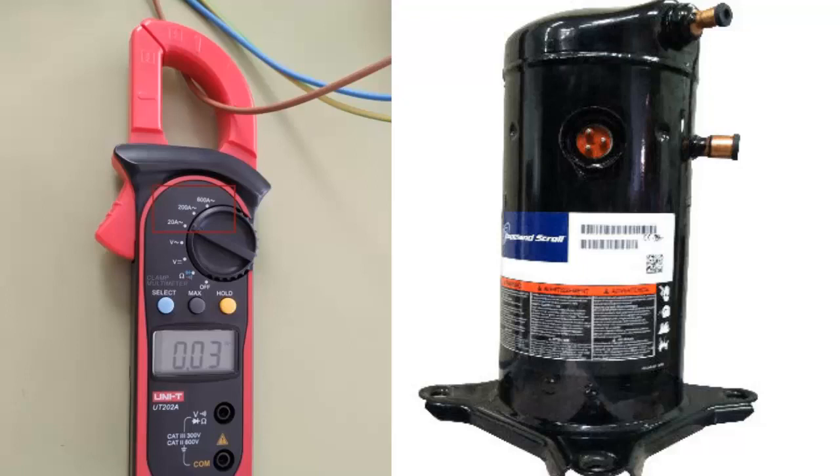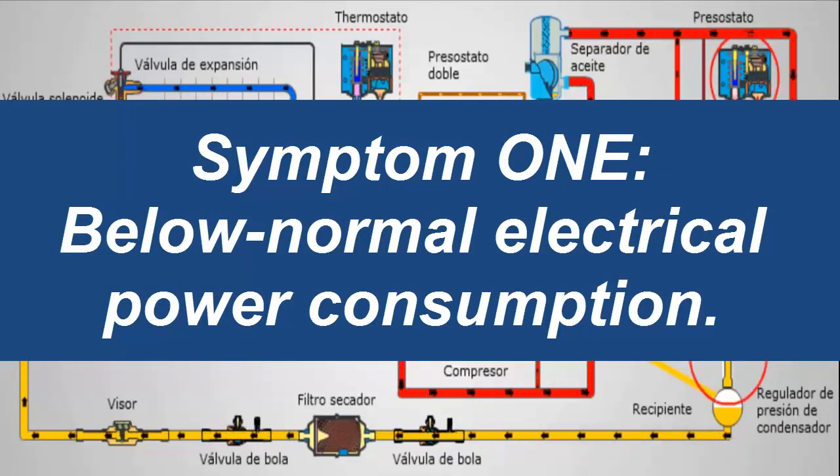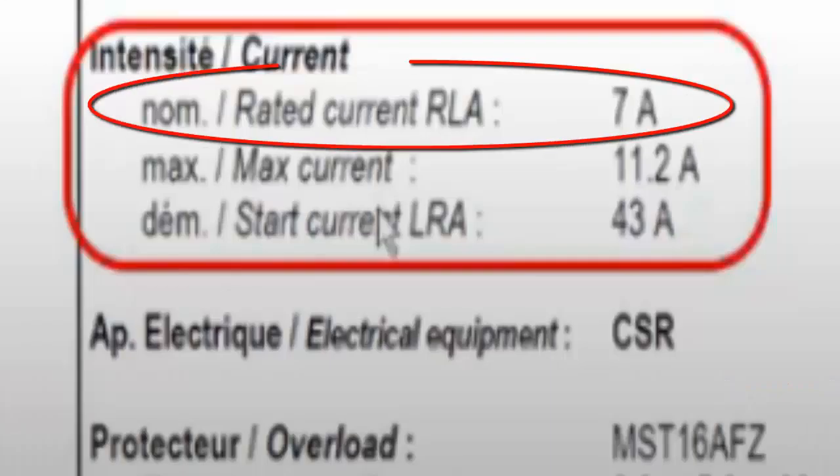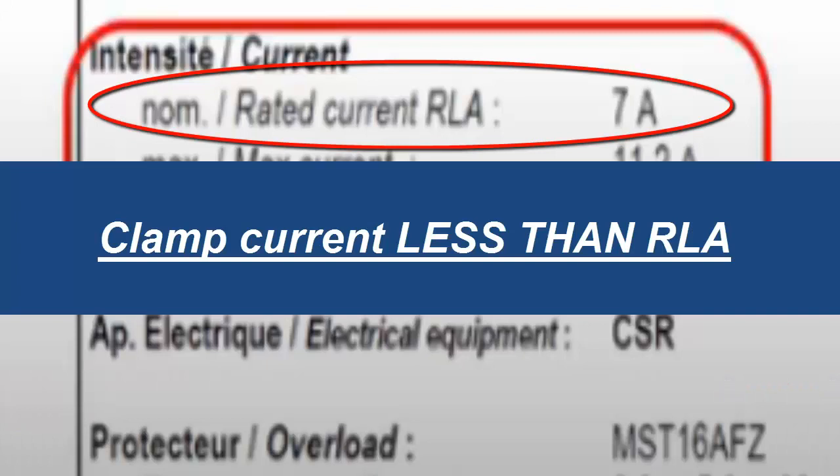Once we do the current measurement, if the equipment lacks refrigerant gas, one of the symptoms that will occur is a decrease in electrical consumption. Therefore, the value that the perimetric clamp will measure will be below the regular consumption of the equipment. In compressors, this regular consumption is called RLA. We can find it on the consumption plate, and the measurement that we do with the clamp, if it lacks gas, will be below the regular consumption value.